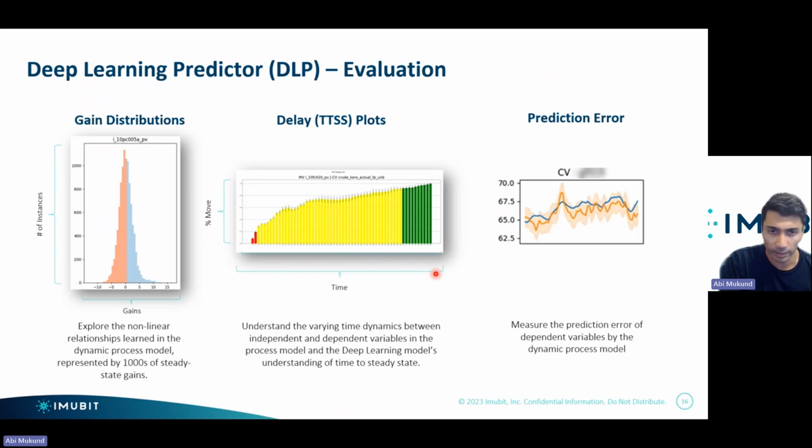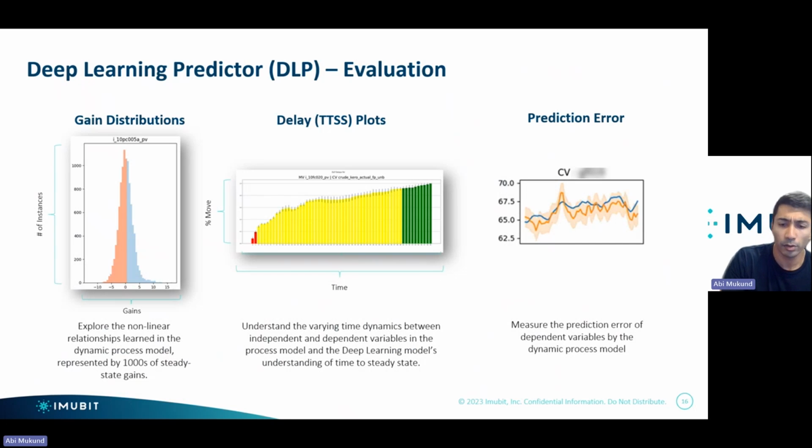In addition, because it's a dynamic model, it also understands that independent and dependent variables have changing time dynamics. So the delay plots like this help process experts understand, what are those dynamics? When does the independent variable's move take full effect on the dependent variable? And then the last plot, which is probably the most obvious, is you can actually visualize the dependent variable's dynamic predictions and see how much error it has for different dependent variables.